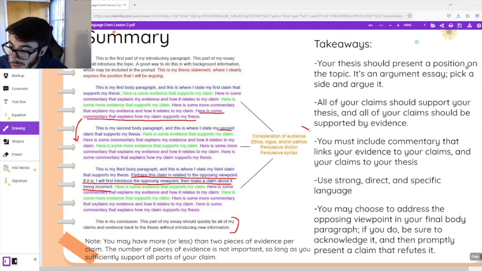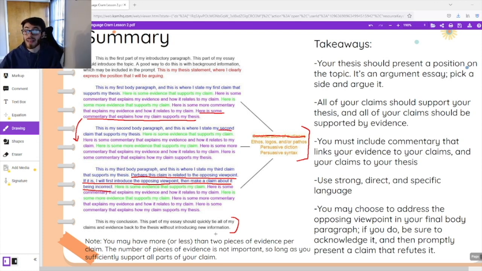And then, in the three body paragraphs, don't worry about consideration of audience. That's not really super important. In the three body paragraphs, we should have ethos, logos, and/or pathos. We should have persuasive diction, and we should have persuasive syntax. That is what a good argument essay will look like.